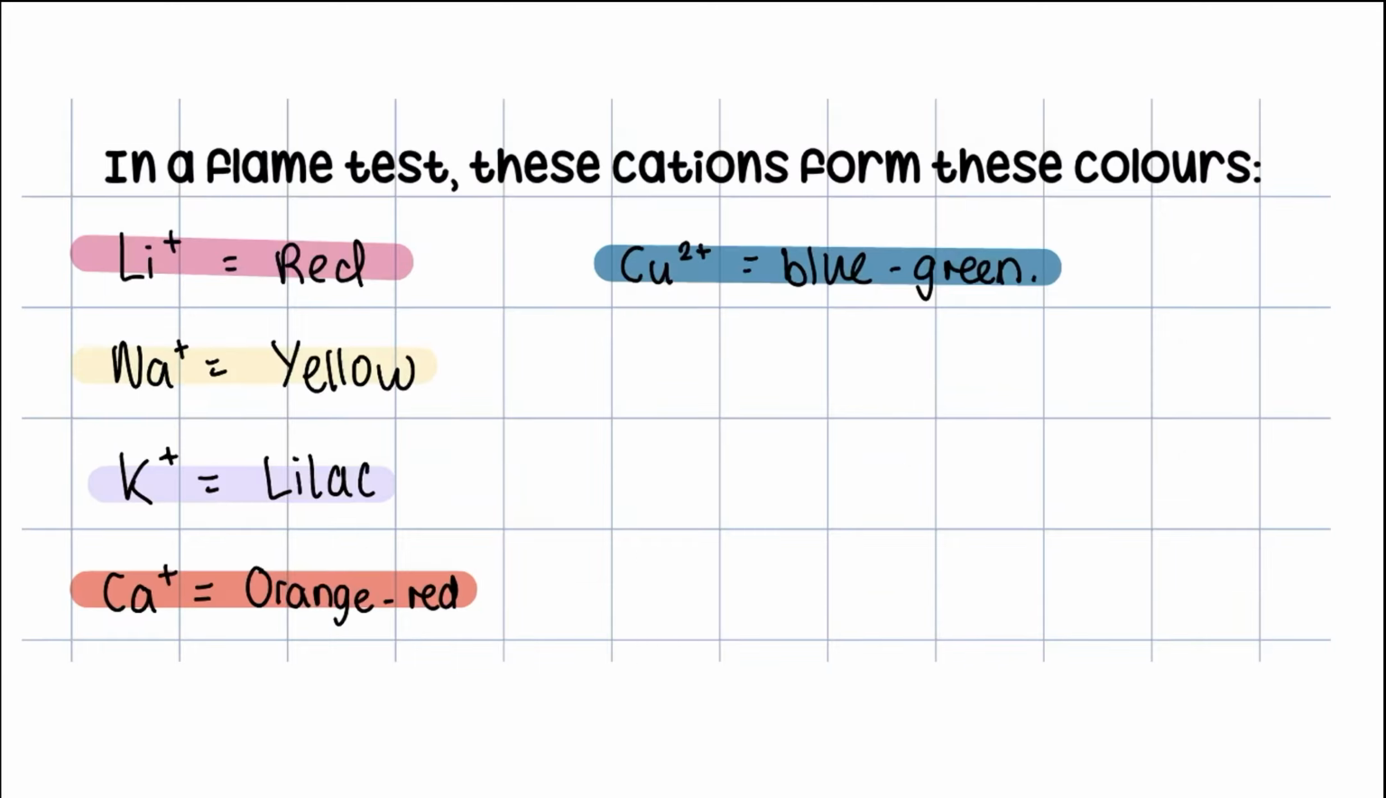So you need to know these colours that are formed from the cations. The lithium ion is red, the sodium ion is yellow, the potassium ion is lilac, and the calcium ion is an orangey red colour, and the copper 2+ ion is a blue-green colour. Just another note, the calcium should be 2+, I just noticed that now.